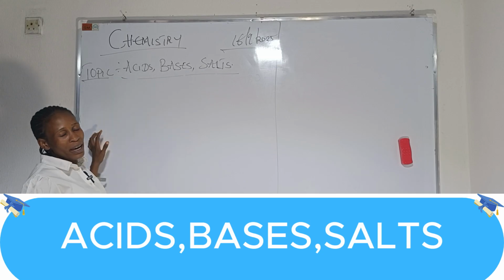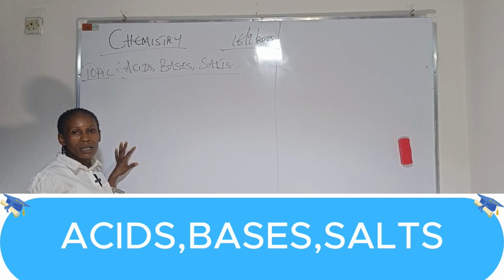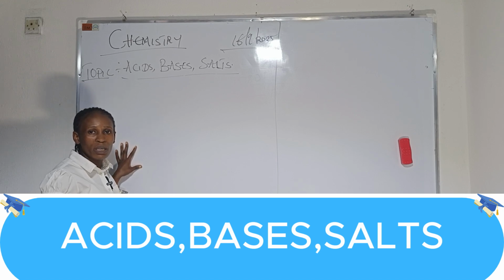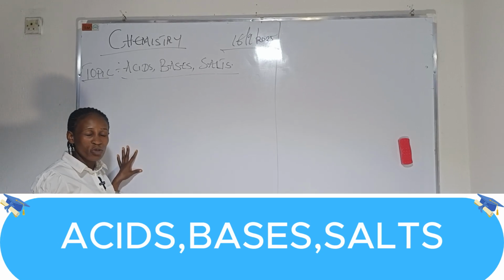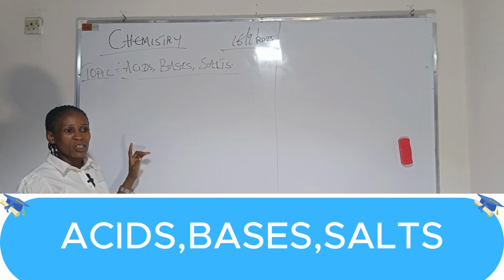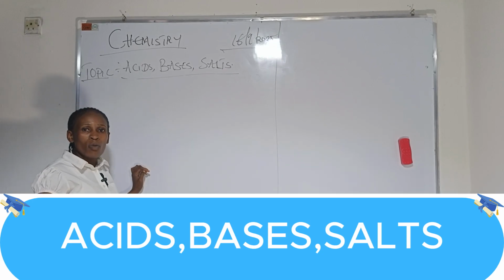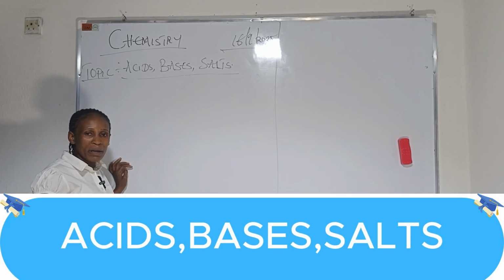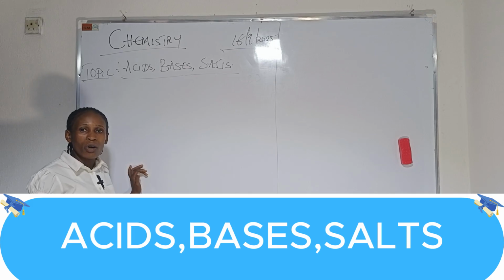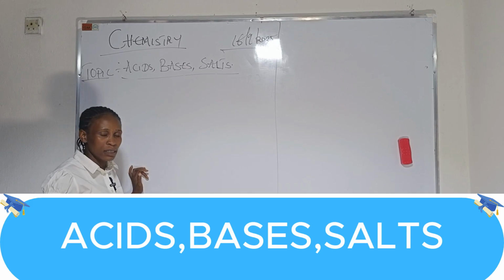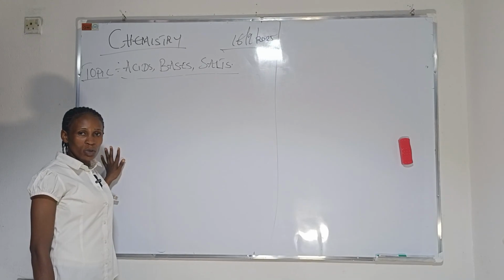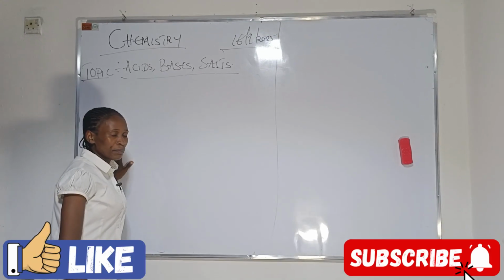Why I deem it pertinent that we should look at this topic today is because it is a topic we come across all the time while trying to do things in chemistry. You must come across acids, bases, and salts. Sometimes some students have issues trying to identify a compound that is an acid, or a salt, or a compound that is a base. That's why I want us to look at it today.